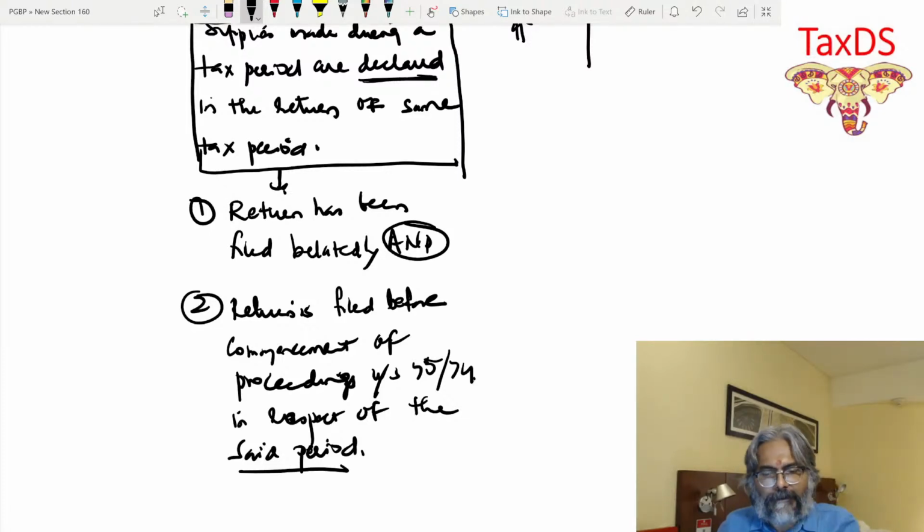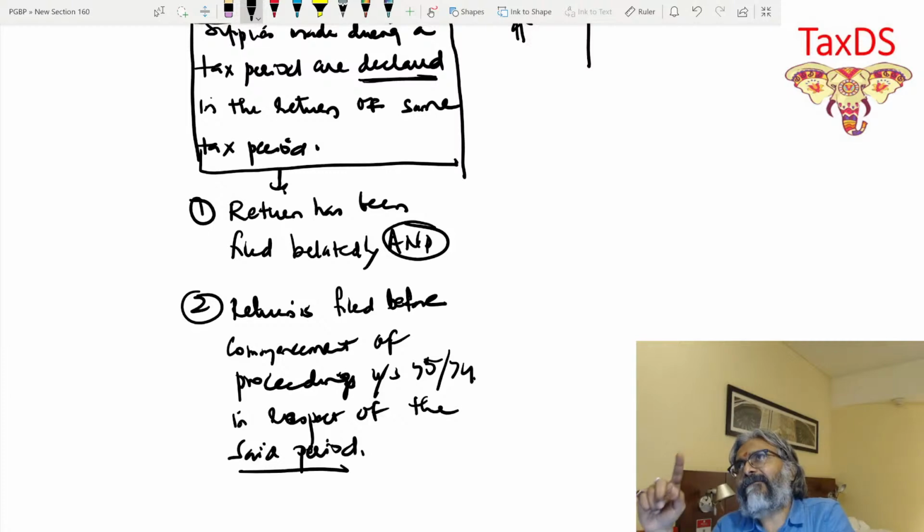Are you getting this point? Now, please pay attention. This is where you have to be very careful. Supposing it is the month of July only. For that same July period, the return should have gone by 20th of August. As you know, there is a delay in filing the return.